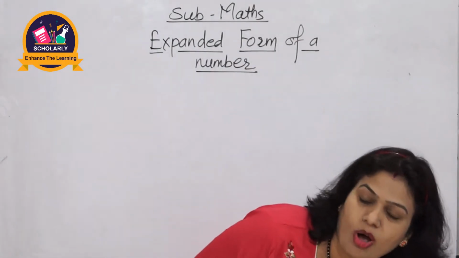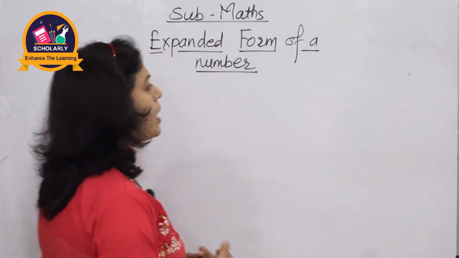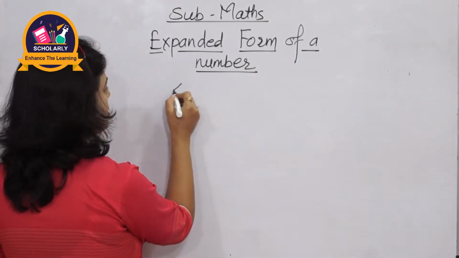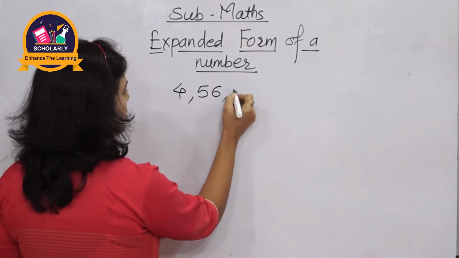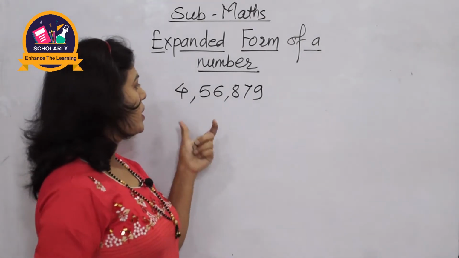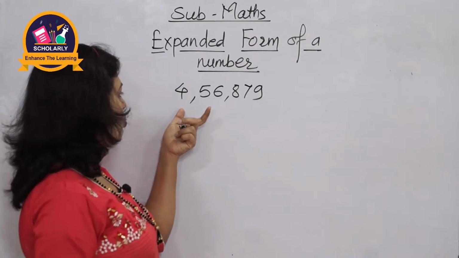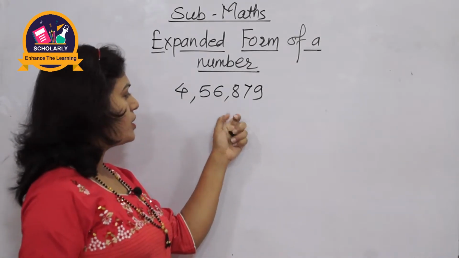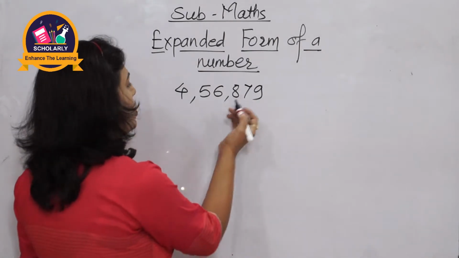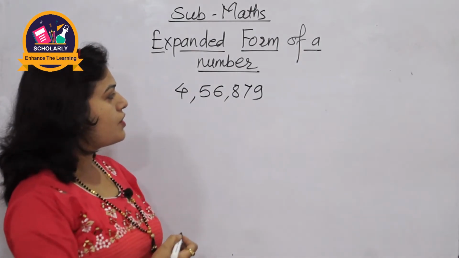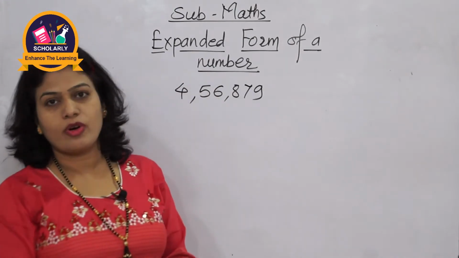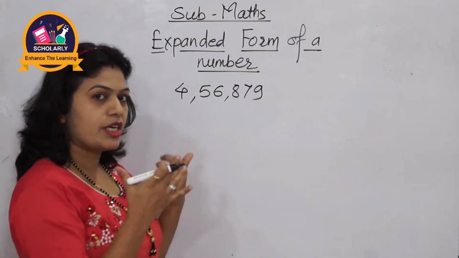What is an expanded form? Let's see with an example. On this board, I am writing a number. Look at it carefully. Here is the number. Can you read it? 4,56,879. Oh, it's a 6-digit number. 4,56,879. If you are asked to find the expanded form of this number, how will you calculate it?